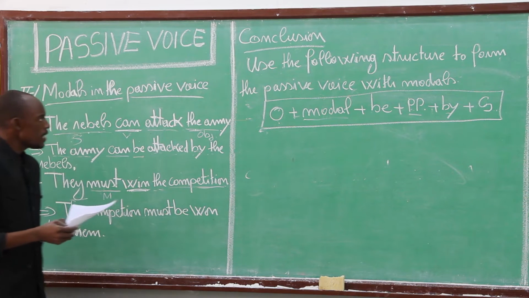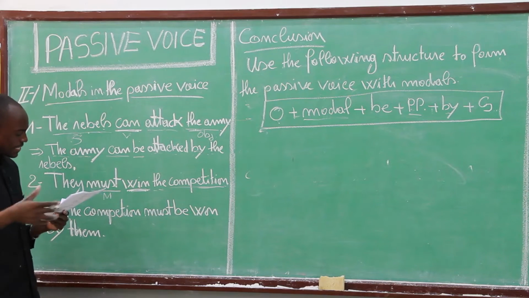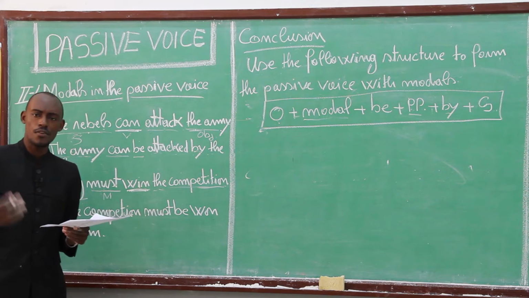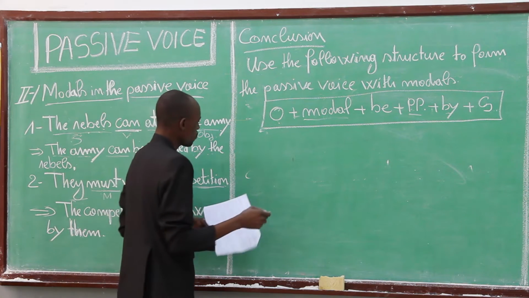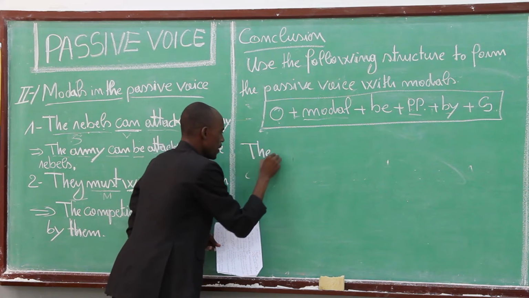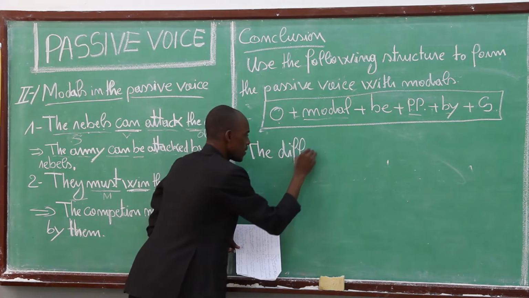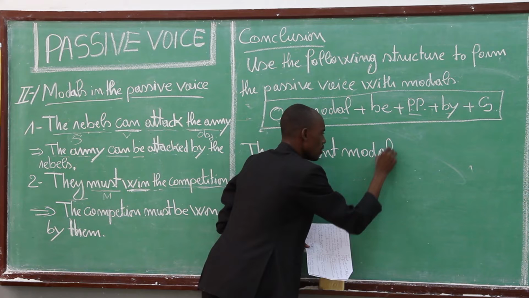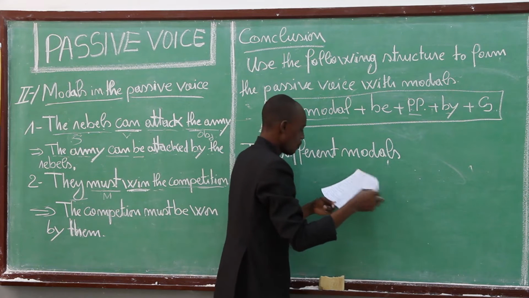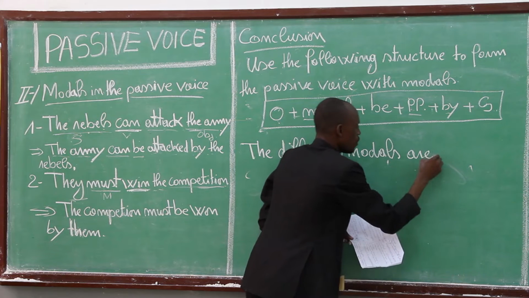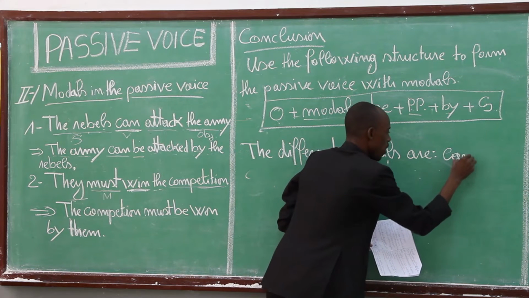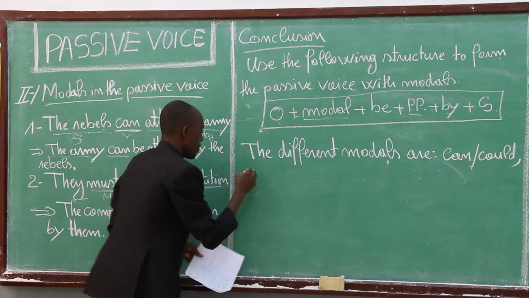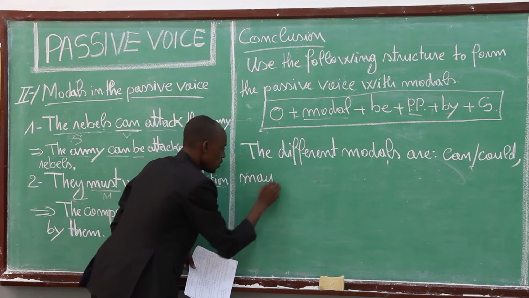Now, let's cite some different modal verbs. The different modals or modal verbs are: we have can or could, may or might.